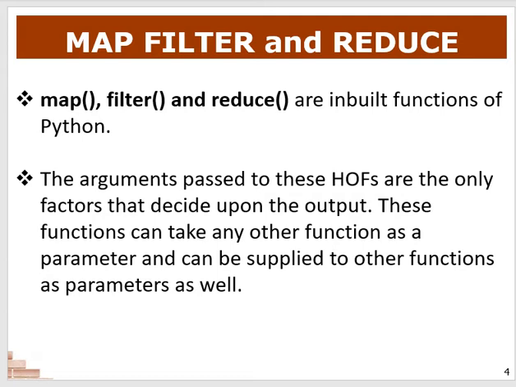Now map, filter and reduce functions are all higher order functions, as they allow another function as a parameter in their definition. So map, filter and reduce are built-in functions of Python. The arguments passed to these functions are the only factor that decides the output. These three functions are of different types and perform different operations, and it only depends upon the arguments or parameters that will decide the output.